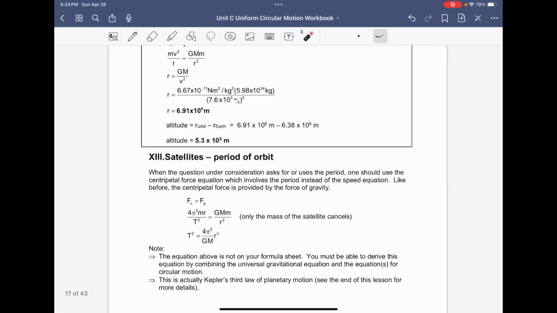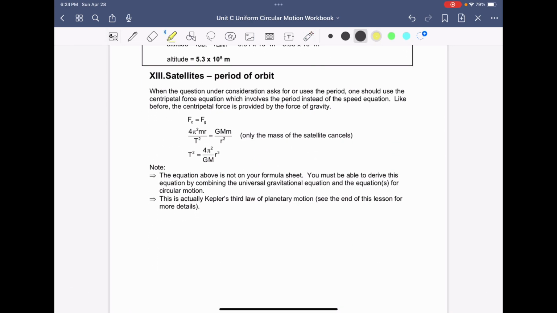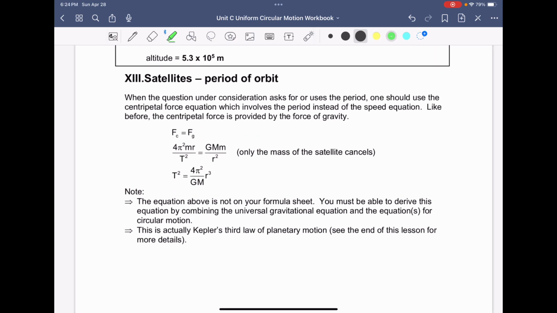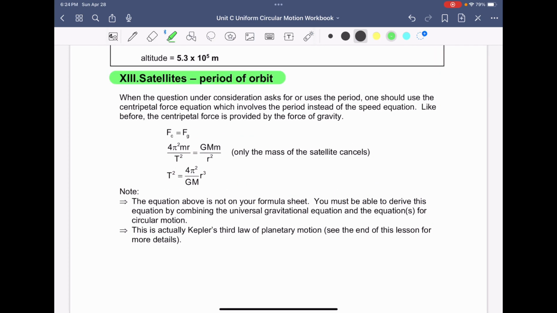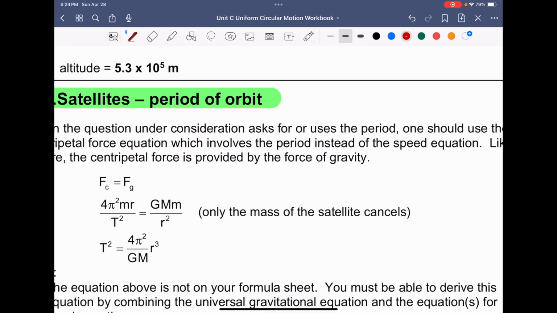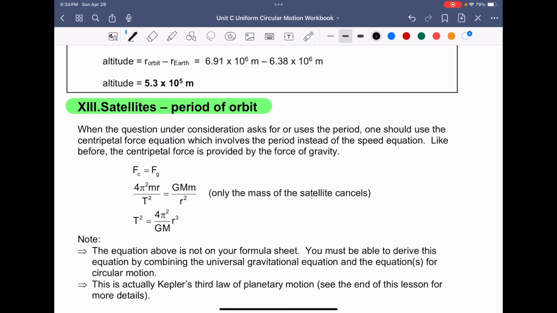Flipping over our page to this piece here, this is where we just change our thought process just a little bit. So I'll highlight it with a different color. Rather than solving for the speed of an object, what if they asked us instead to solve for the period of orbit? Meaning, how long does one full rotation take? So I may even just write that, unless it's within here.